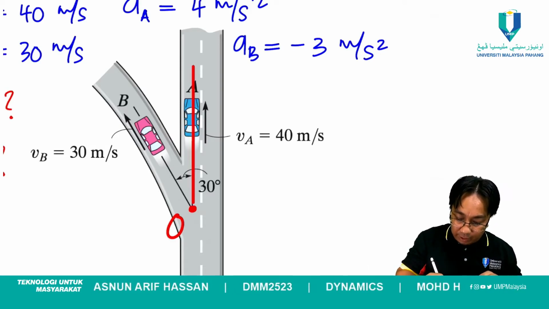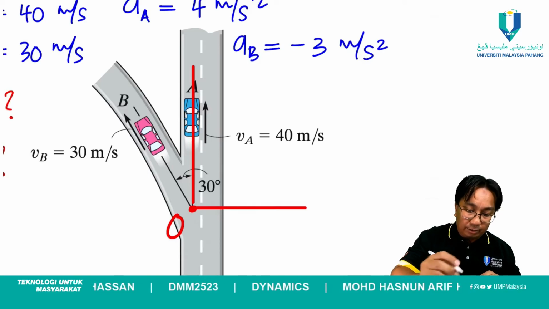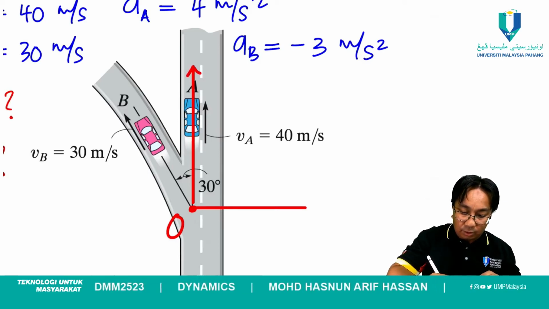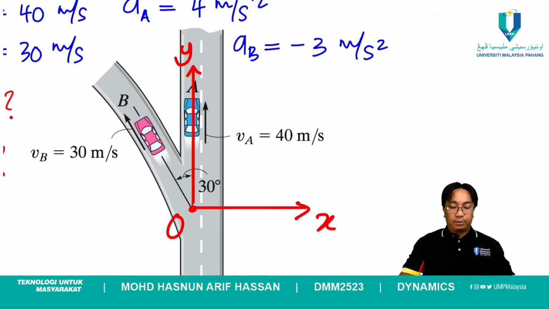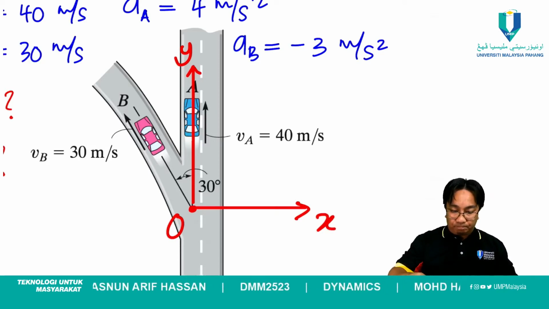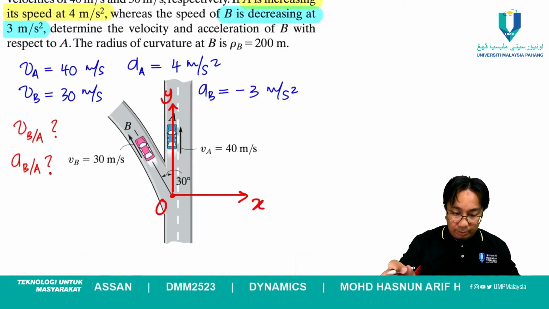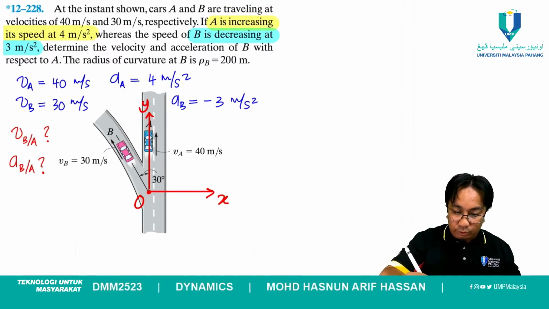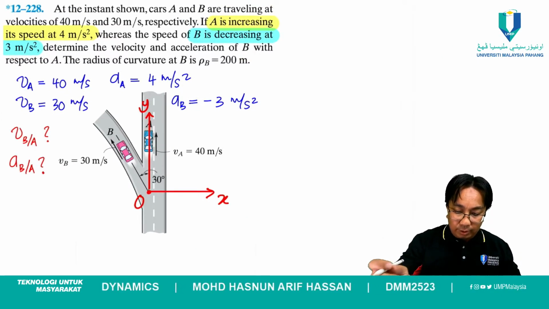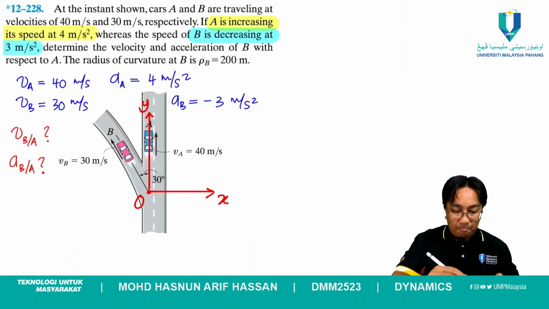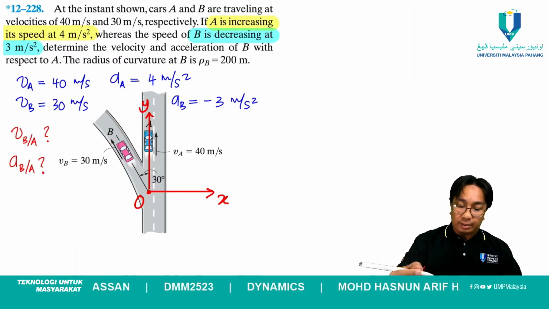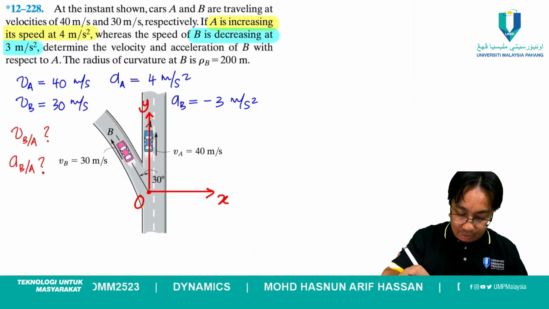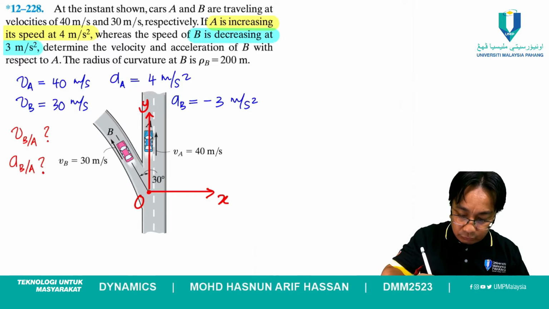This is one line. This is another line. Okay. So let's say this is y-axis and this is our x-axis. Okay. So as usual, we need to write down all of these variables or parameters in vector form. Okay. So let's go with the easiest one, which is VA.